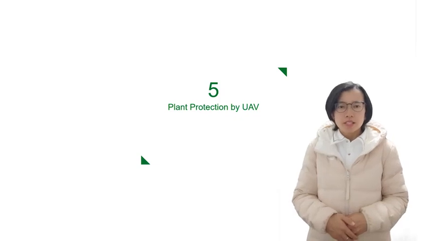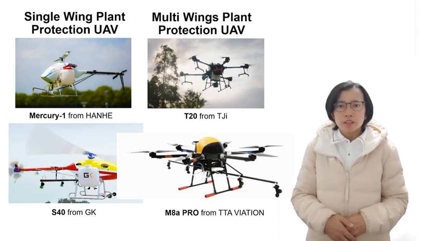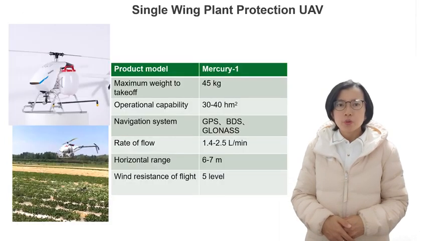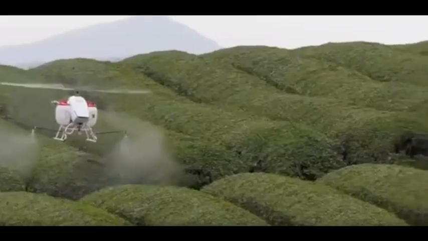Next, let's learn something about the plant protection by UAV. Currently, there are two kinds of UAV. The first one is single-wing plant protection UAV, and the second is multi-wing plant protection UAV. There are some types of these UAVs. This is a single-wing plant protection UAV. Let's see how it works. Let's watch this video.